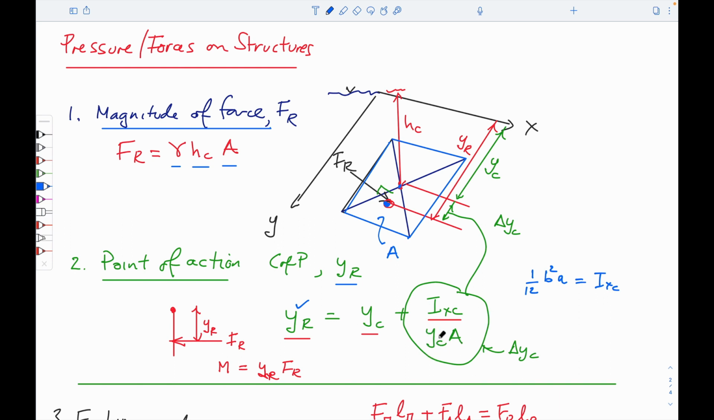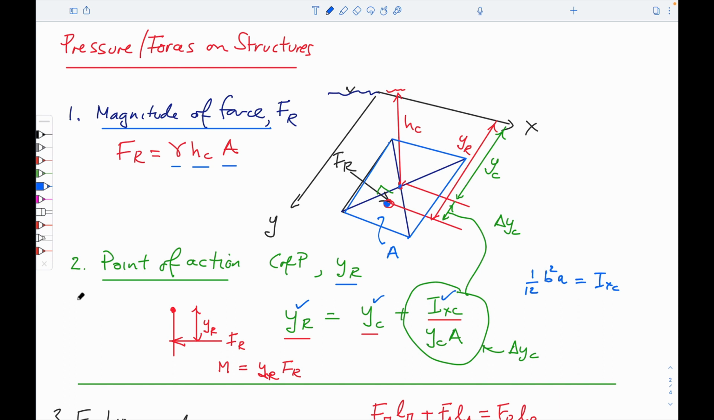It's equal to the slope distance of the depth of the centroid below the surface and also the area of the plate. So if you know this value here, you can calculate both of these terms and you come up with YR. This is the point at which the pressure will act. So if you need to find that out and take moments about that location, you can do that. That allows you to find the point of action.